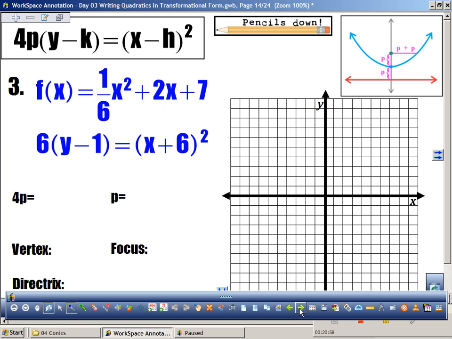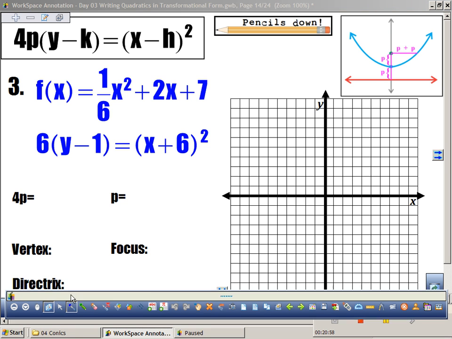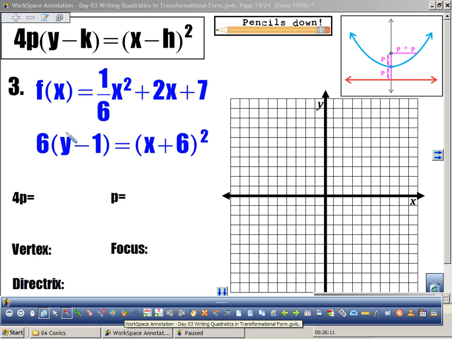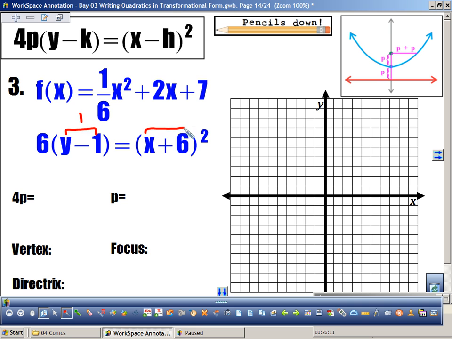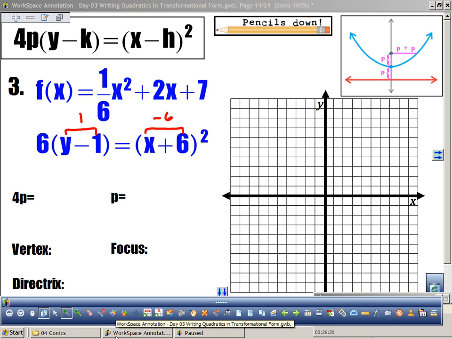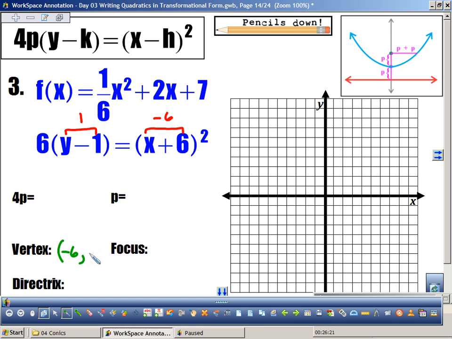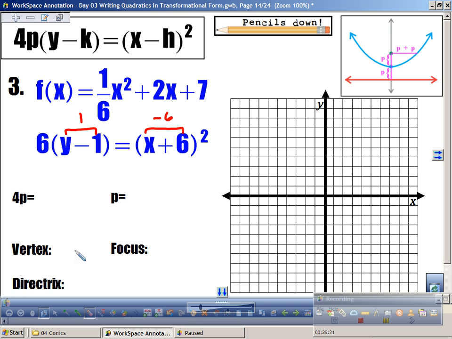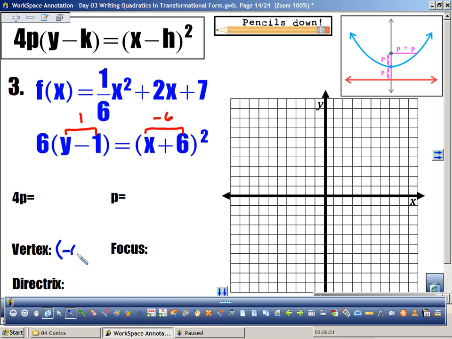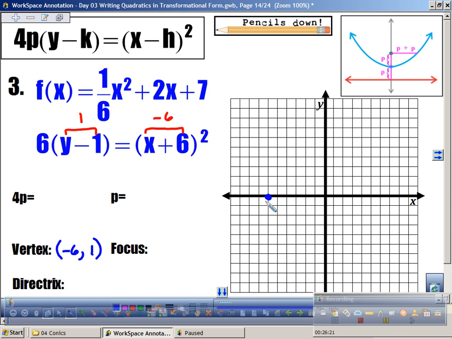All right, I'm going to graph it. So that's what we just did, right? So I'm going to go ahead and graph it. And the first thing I'm going to say to myself is my vertex is at positive 1 on my y and negative 6 on my x. So I have vertex is negative 6, 1. My vertex is blue, my focus is green. Negative 6, 1. So 1, 2, 3, 4, 5, 6, but up 1. There we go.